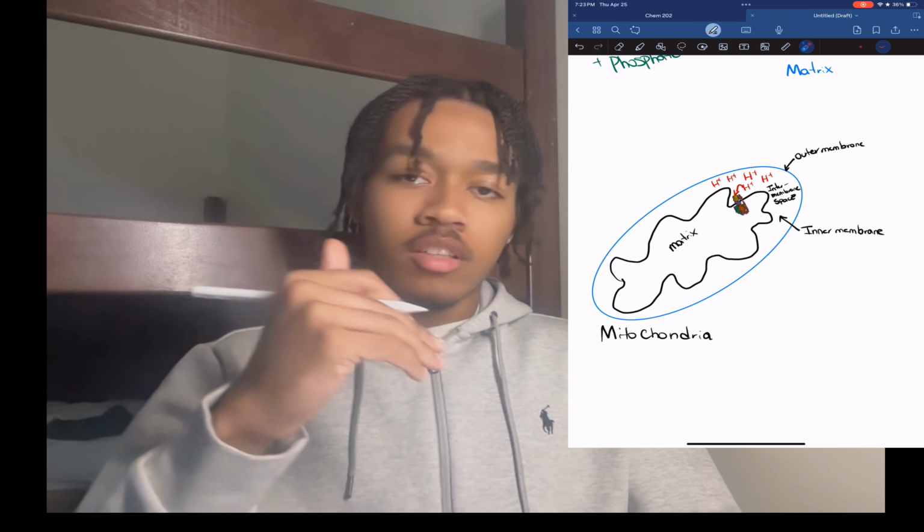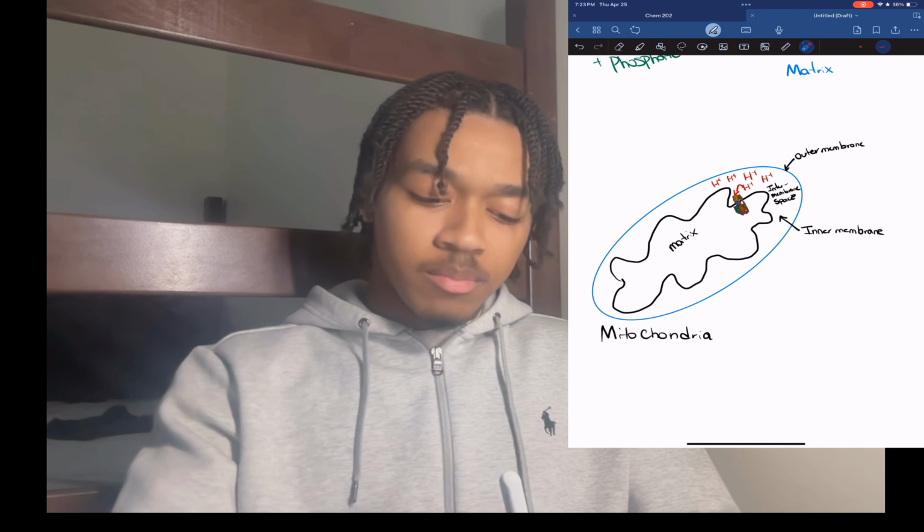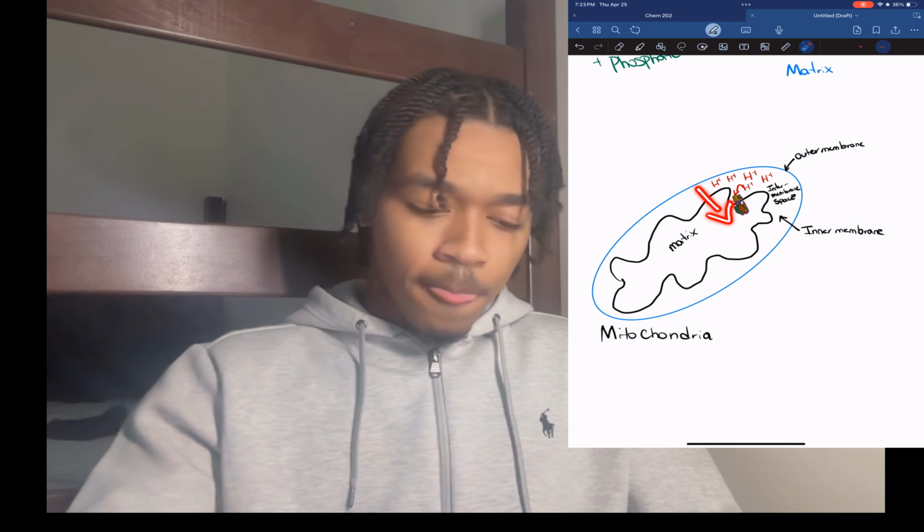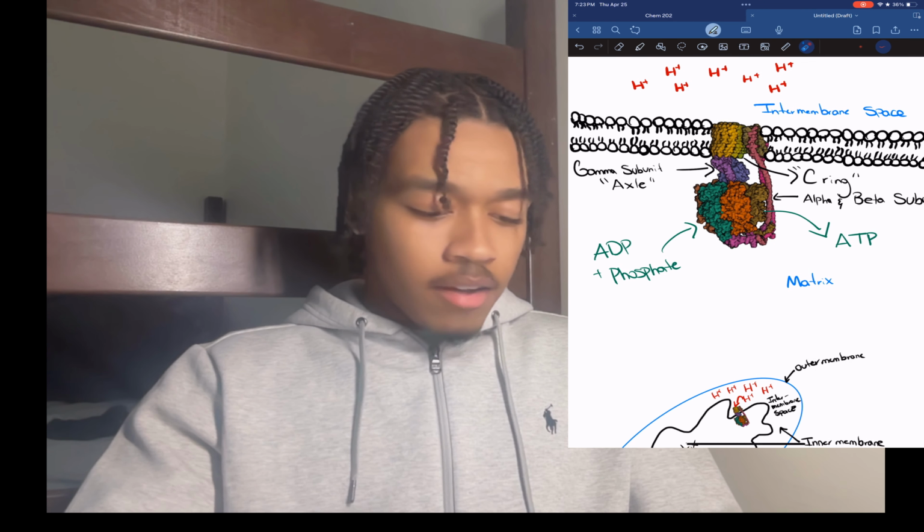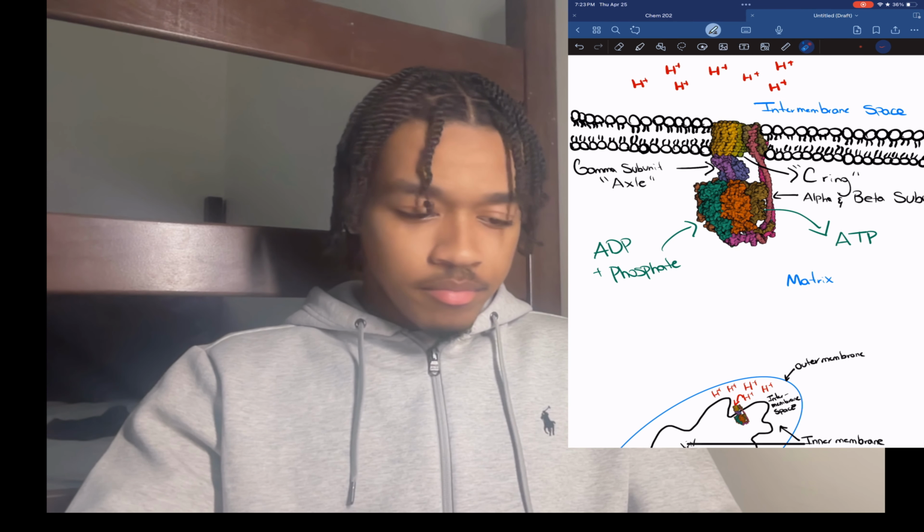In the intermembrane space, there is a high concentration of H plus ions, which want to go from a high concentration to a low concentration. So they want to move from the intermembrane space to the matrix, like so. Above, I have a blown up picture of the inner membrane.